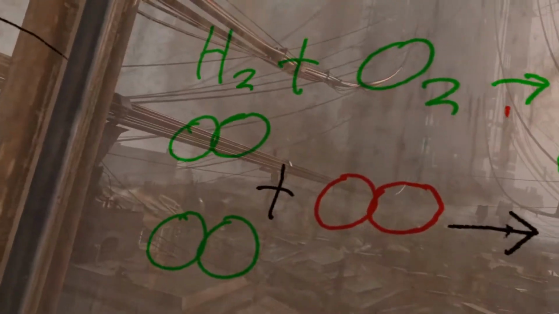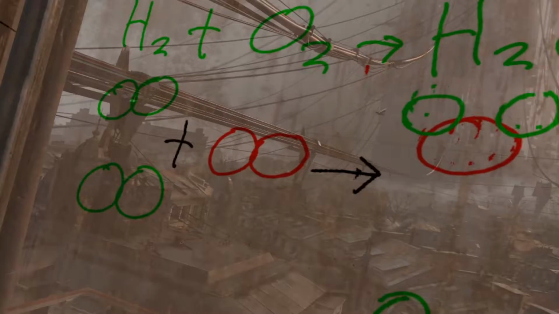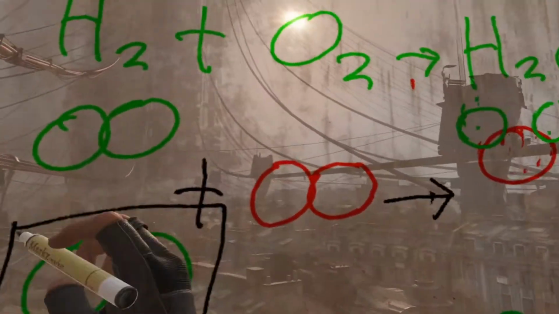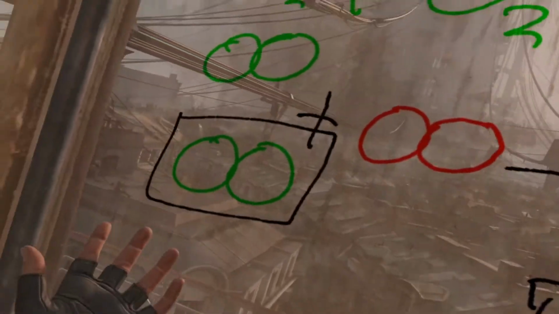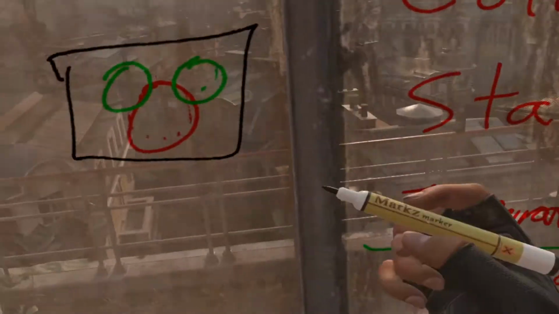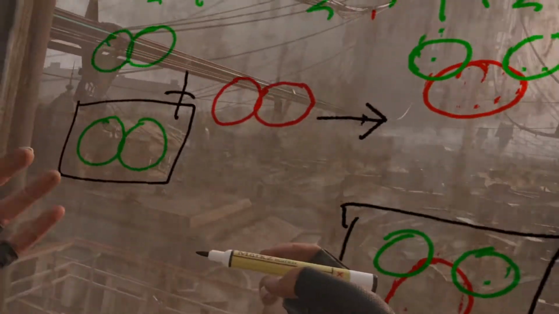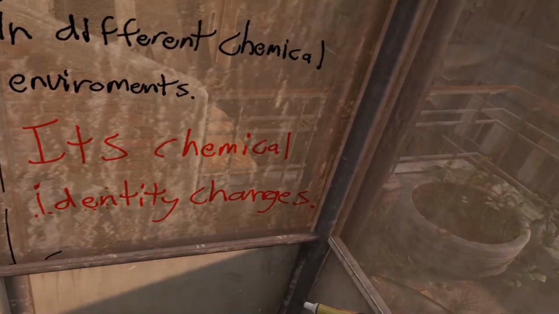So as you can see, I've broken up these little green balls over here. I've broken up the two red balls. I've mixed them around and I've stuck them together differently. So this object over here, this chemical right here, is fundamentally different to this chemical over here. This is hydrogen gas. This is water. I've taken two substances and I've chemically changed them into something completely different. This is what changing something's chemical identity is all about.